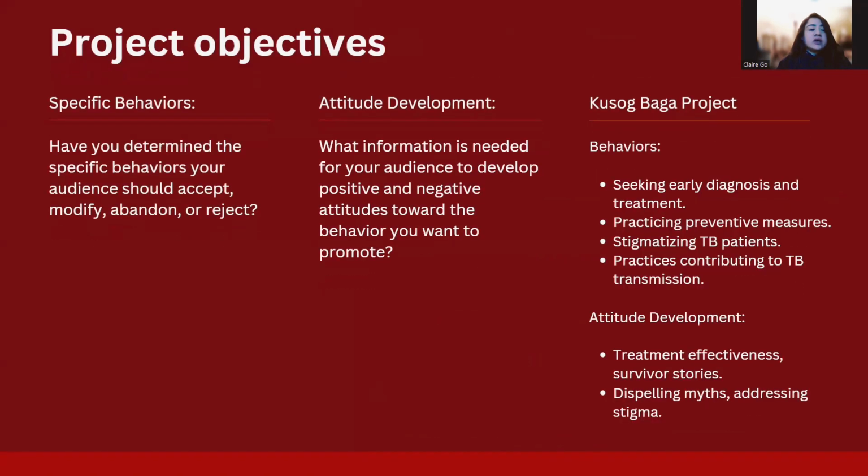So let's now focus on defining the objectives of our project and how we can shape behaviors and attitudes towards TB prevention and treatment. Our first objective is to determine the specific behaviors we want our audience to adopt, modify, abandon, or reject in relation to TB. For instance, we aim to encourage individuals to seek early diagnosis and treatment, modify behaviors by promoting preventative measures like hand hygiene, abandon stigma and discrimination against TB patients, and reject behaviors contributing to TB transmission.